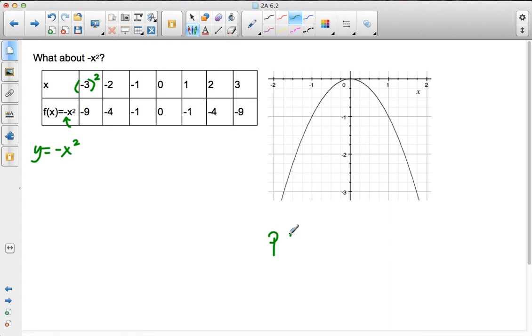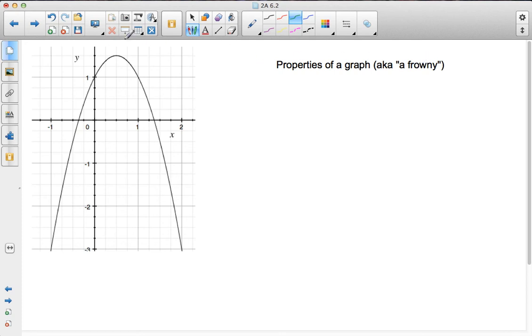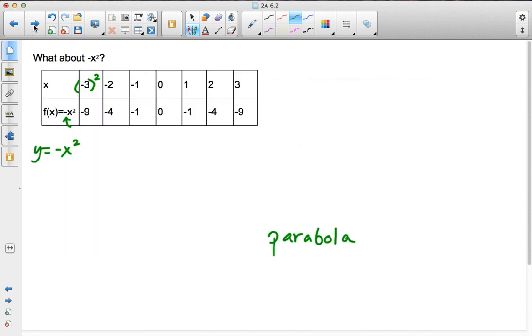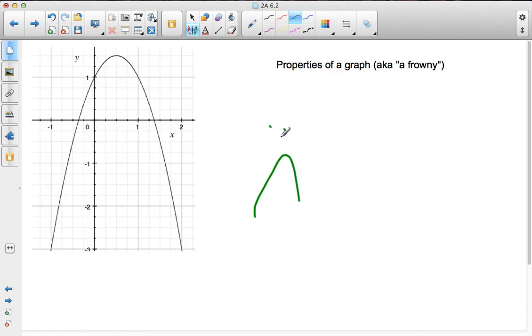Now, it's still called a parabola, but in this case, it just looks a little different. Its orientation is different, and there are a couple terms that are going to be slightly different. So in this case, I have a frowny parabola. If you look back, here was my smiley parabola, right? Smiley, yes. Okay, and then this gives me my frowny parabola. But let's more importantly talk about the certain properties. I still have x-intercepts right here and here because the parabola still cuts through the x-axis, and in this case it cuts through in 2 points.